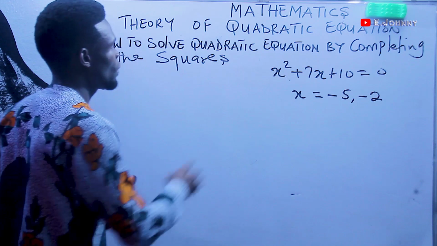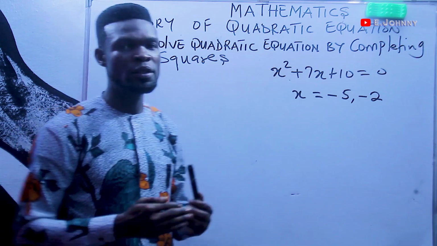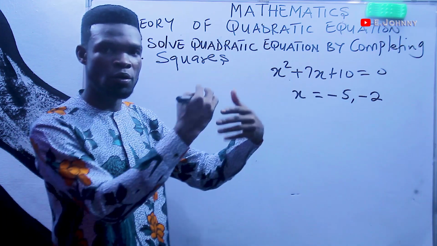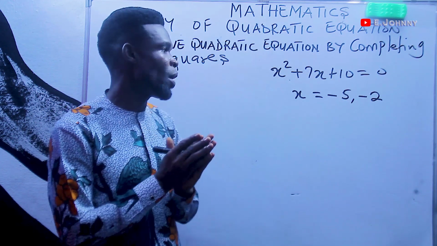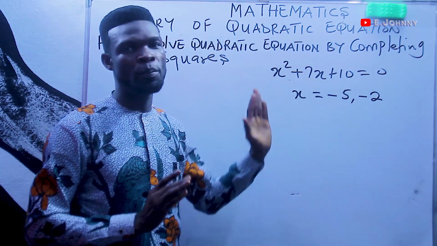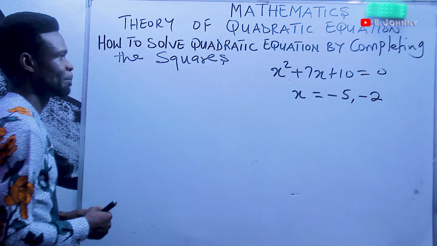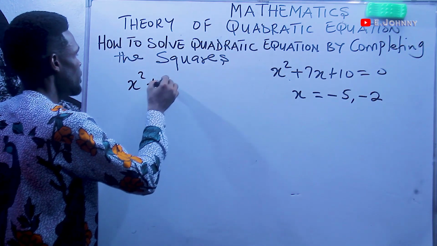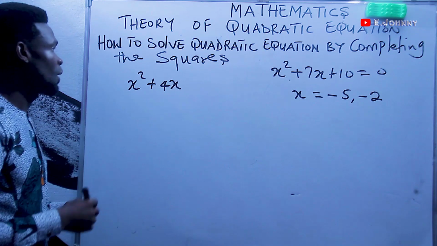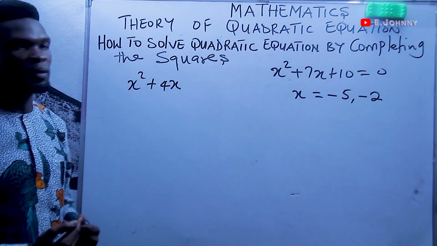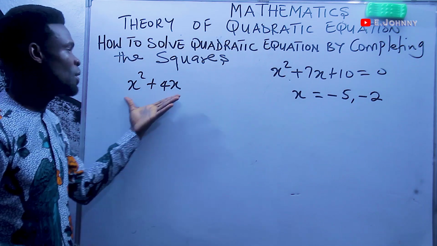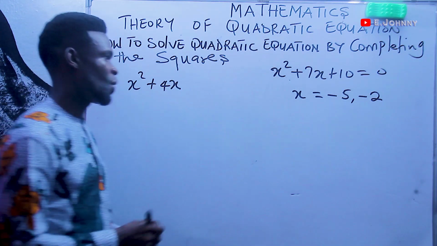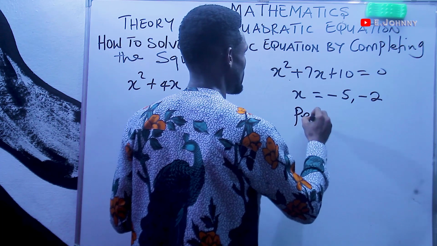Now I'm going to be solving this same problem by completing the squares method. But before I start, let me take us through a journey that will help us when we start solving proper. If I have an expression x squared plus 4x, a very simple question can be asked. What must be added to this expression to make it a perfect square? Now I have introduced a word there, perfect square.